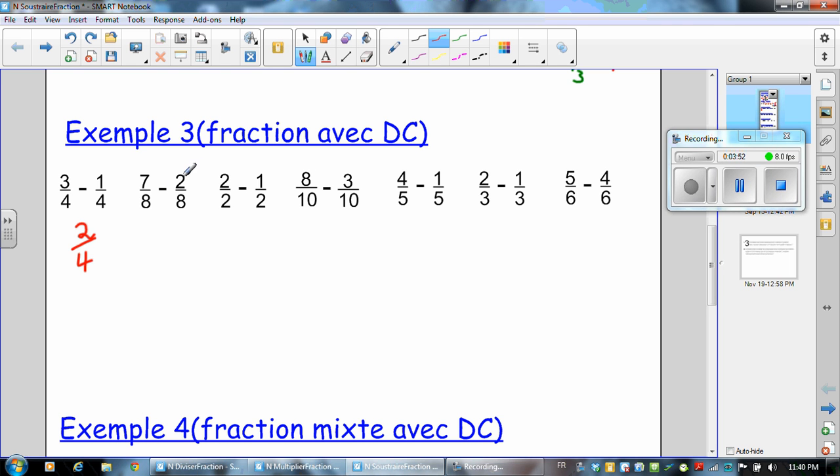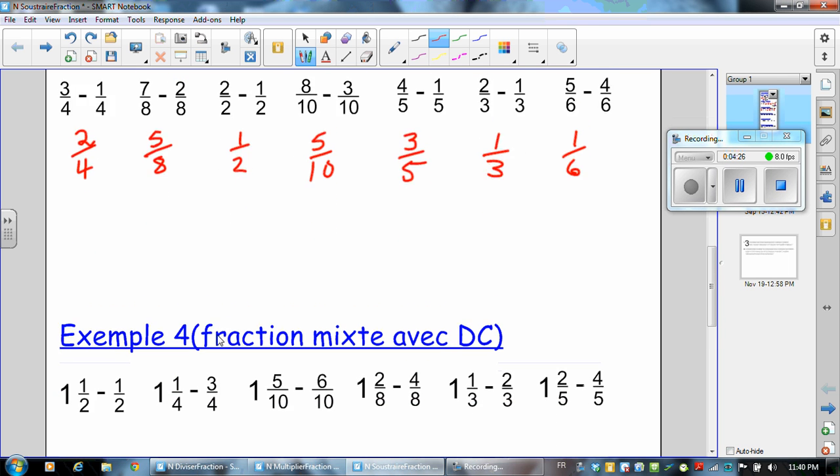Here you have the difference between 2 and 7/8. So that would be 5/8. Here we're looking at the difference between 1 and 2 halves. So it's a half. The difference between 3 and 8/10 is 5/10. The difference between 1 and 4/5 is 3/5. The difference between 1/3 and 2/3 is a third. And the difference between 4/6 and 5/6 is a sixth.